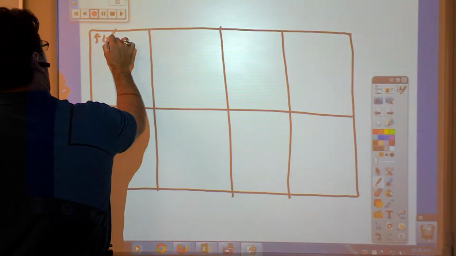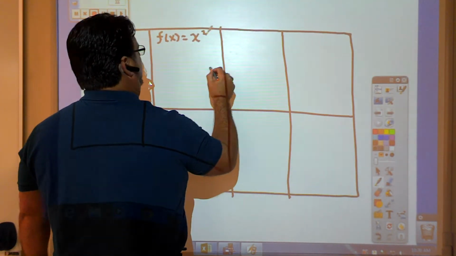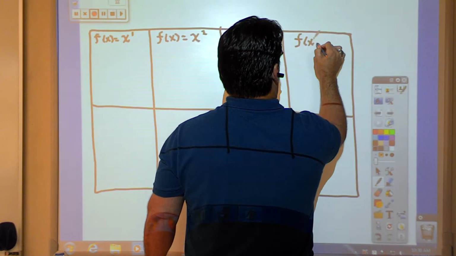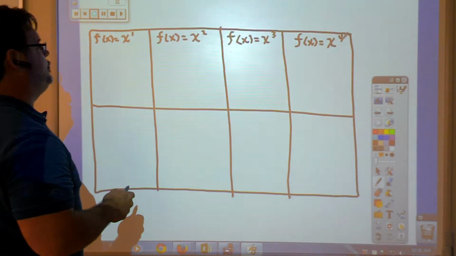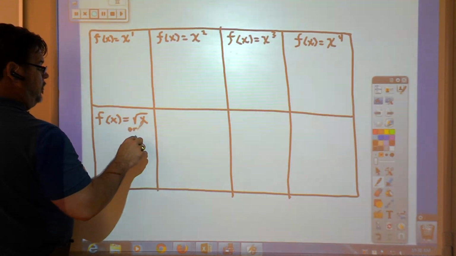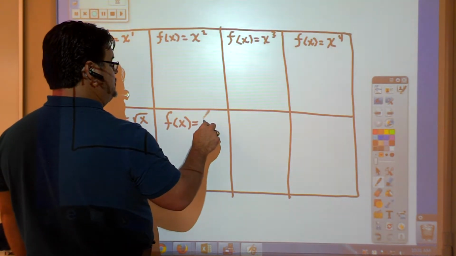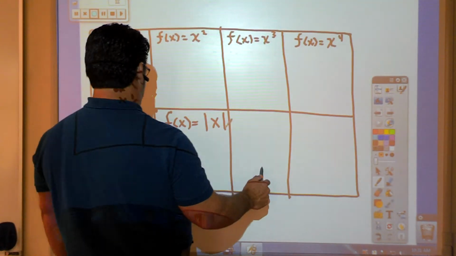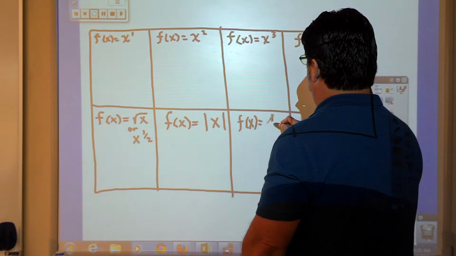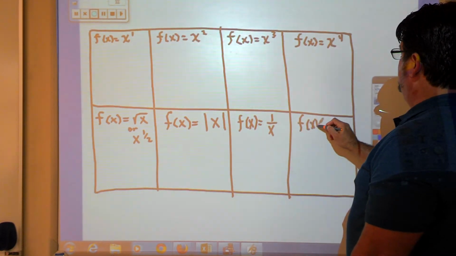F of x will equal x to the first. F of x is equal to x squared. F of x is equal to x cubed. F of x is equal to x to the fourth. F of x is equal to the square root of x, or x to the 1/2. F of x is equal to the absolute value of x. And we'll stop there. Or f of x is equal to 1 over x. And f of x is equal to 1 over x squared.